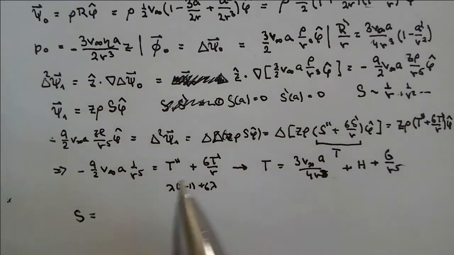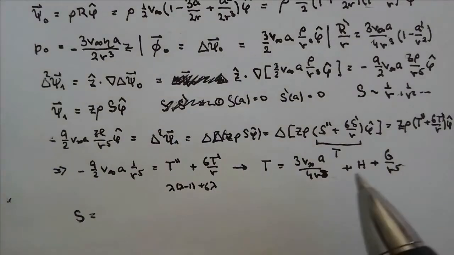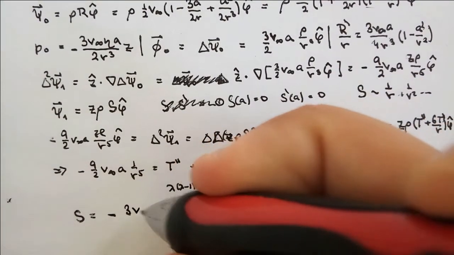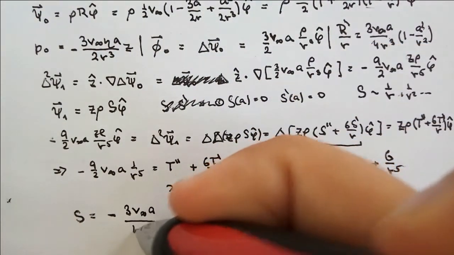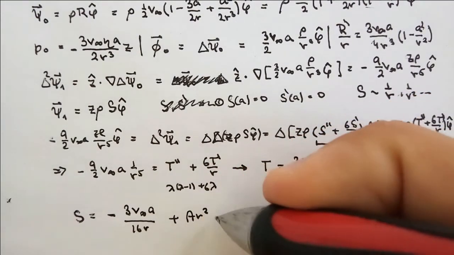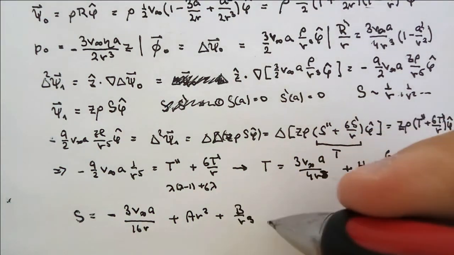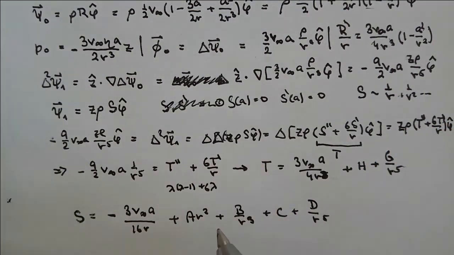Again, this solution will remain, because the equation is the same. This is the homogeneous solution, it will be the same, so it's some constant a plus b over r cubed, but the particular solution is minus 3 v infinity a over 16r, that's the particular solution, plus some constant of r squared plus b over r cubed plus c plus d over r to the 5th power. These solutions are from here, or the homogeneous solution to this there, these are the same.